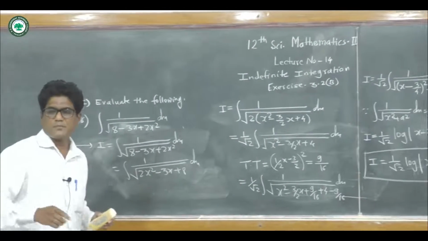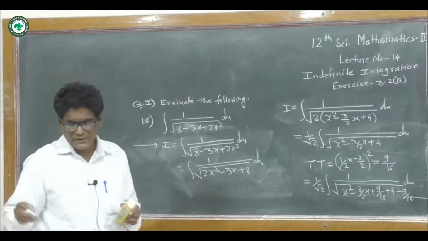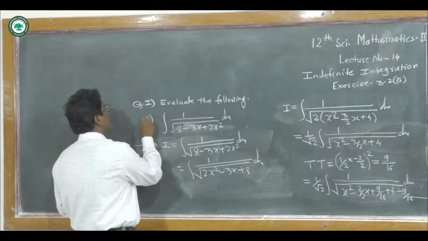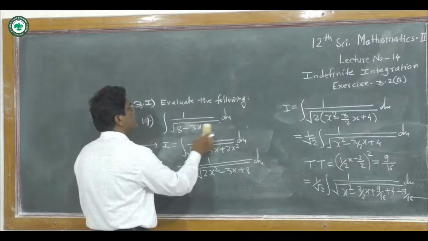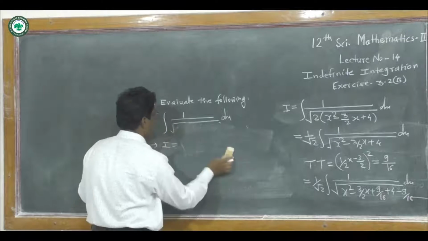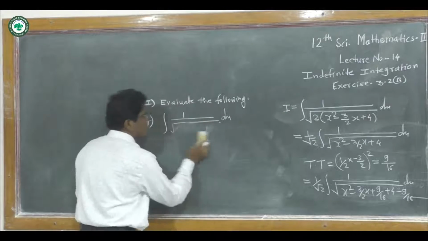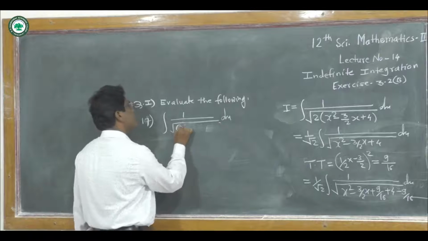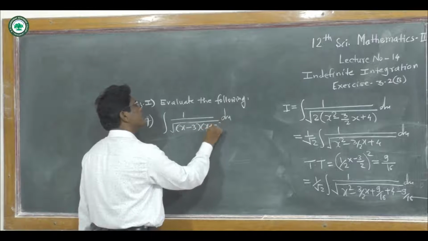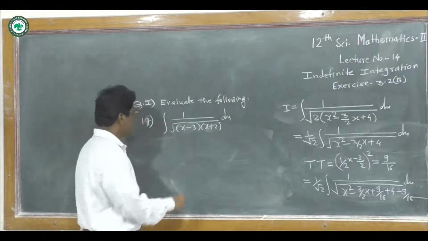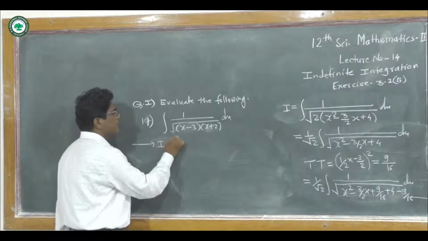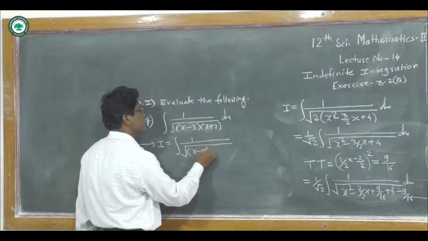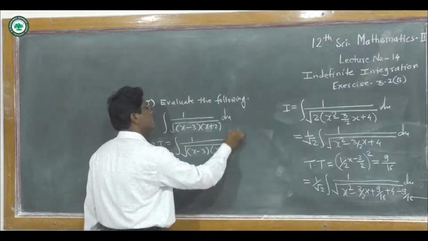Now we see the next problem, problem number 17. Integration of 1 upon under root of x minus 3 into x plus 2 dx. Now we call this I. So I is equal to integration of 1 upon under root of the given problem as it is, that is x minus 3 into x plus 2 and dx here.